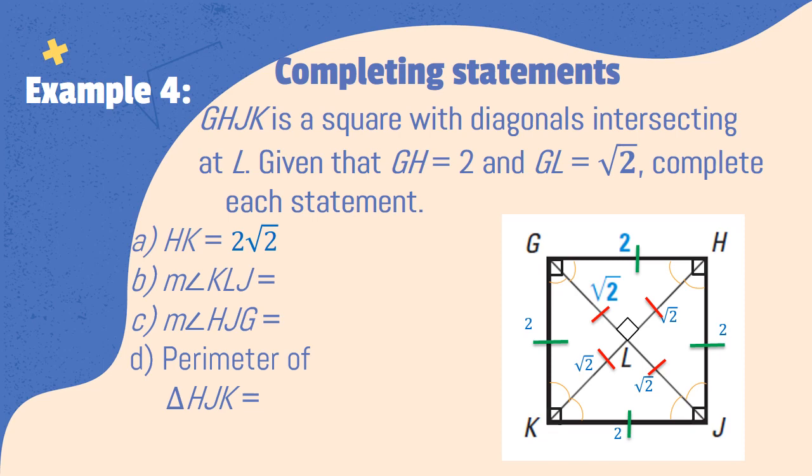What would be the measure of the angle KLJ? I notice that this angle is a vertical angle with the angle GLH, and the angle GLH measures 90 degrees. Therefore, because vertical angles are congruent, this angle measures 90 degrees. If we go a little bit beyond, also the angles GLK and HLJ will measure 90 degrees. And what is the measure of the angle HJG?